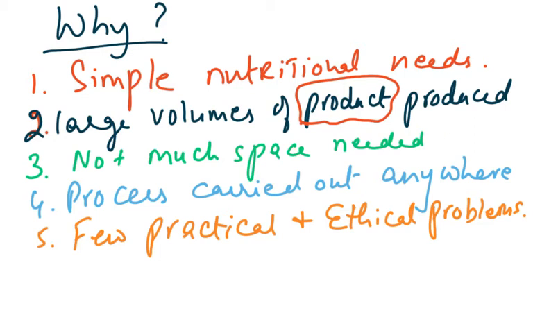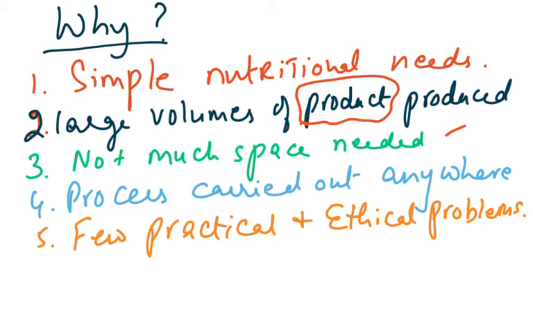Then the process can be carried out anywhere in the world. You can have it on the North Pole, you can have it in the tropics, you can have it anywhere in the world. All you need is a room for it, a building for it. And the fifth is very few practical and ethical problems. You see, in the olden days when we used to use pig insulin, we had a lot of religious issues. The Muslim faith did not allow any pig products to be used. So people had issues. Then people who are vegetarians would not use any animal products.